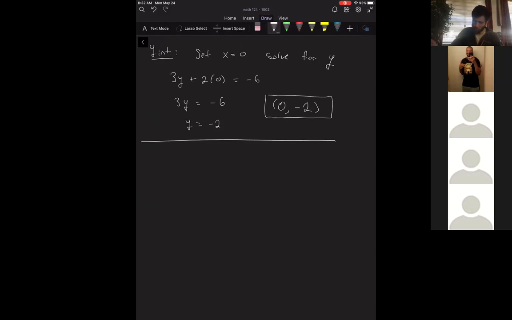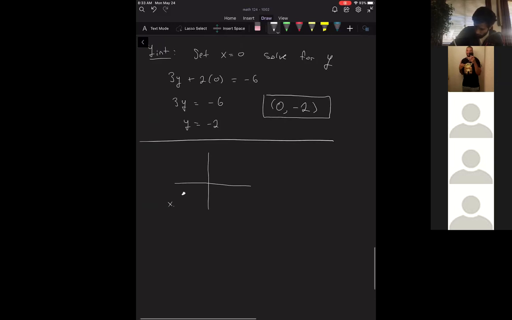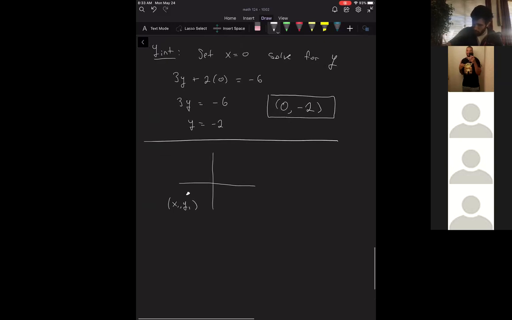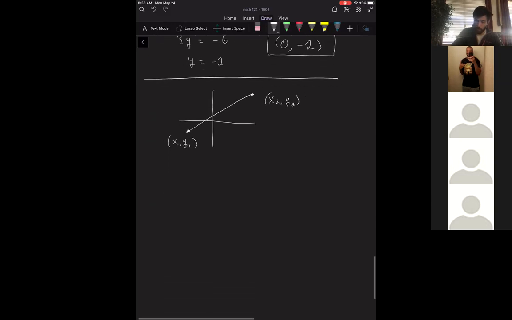So, say if we have 2 points, something like this could be x1, y1. And then maybe a point over here, x2, y2. And we want to know what is the distance of this line. So to find the distance between these 2 points, there's an equation that you kind of have to have memorized, and we'll use that equation. So this is going to be the distance formula.